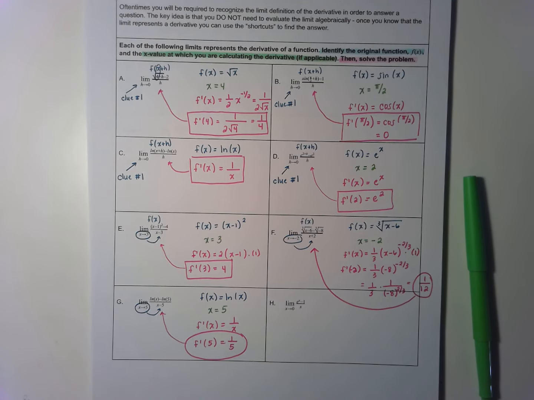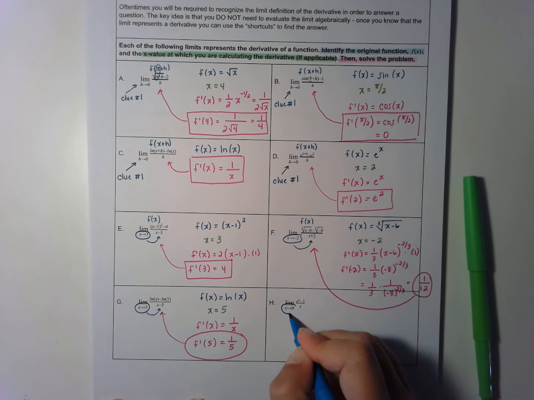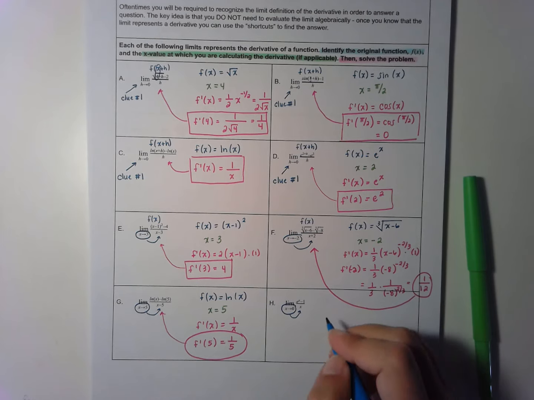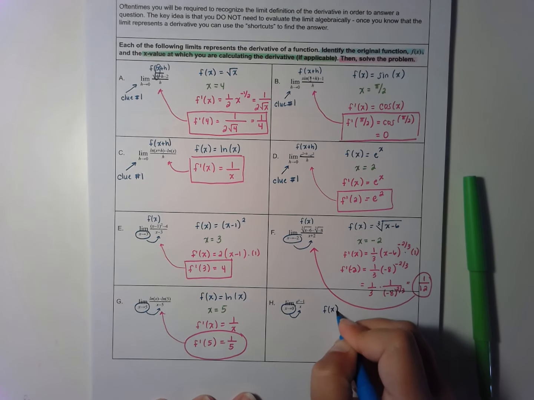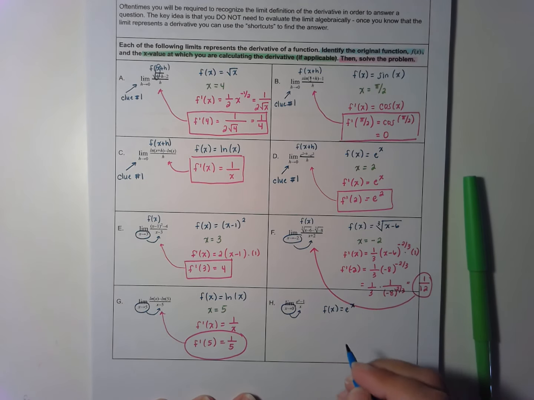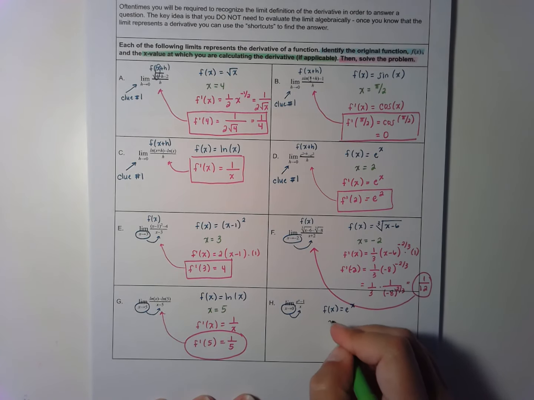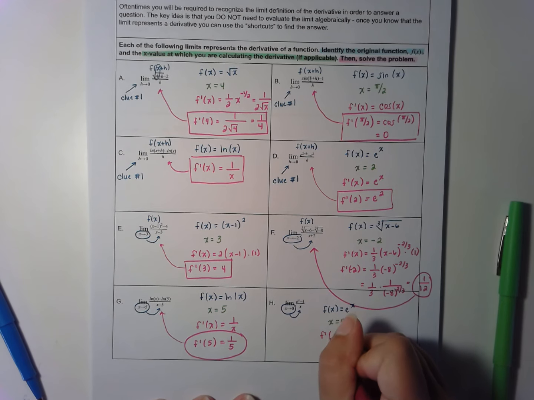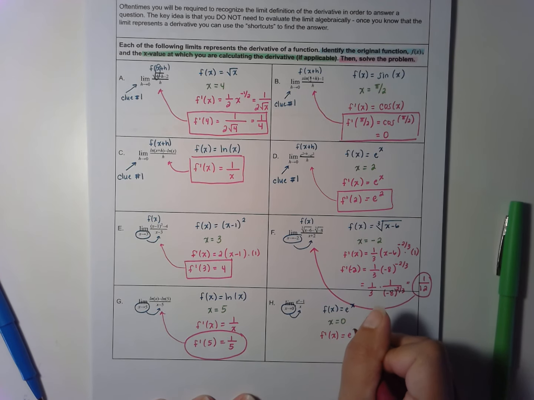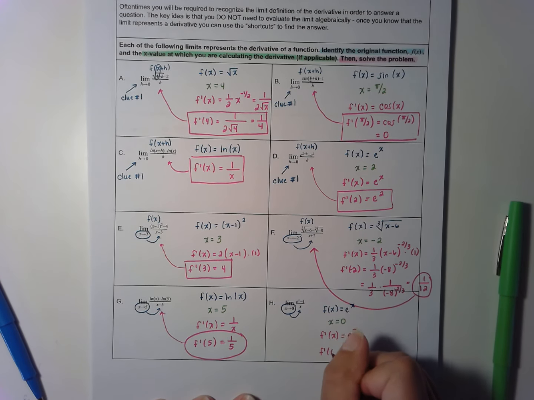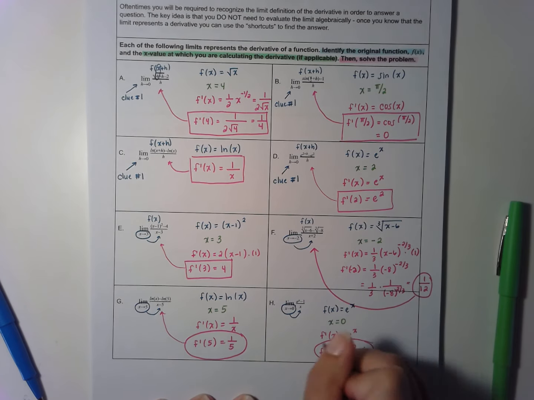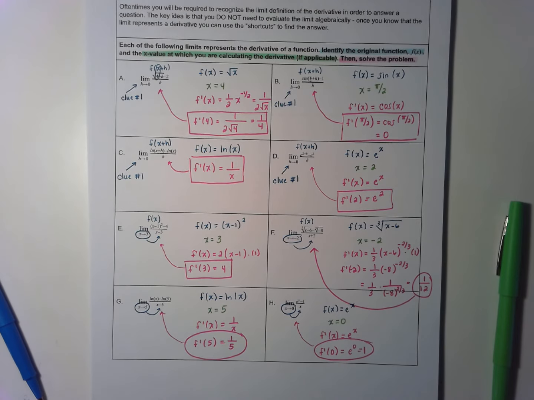And last but not least, for part H here, again, my clue that this is going to be the definition of the derivative is that I have x approaching 0. I have x minus 0 here. So my f of x function would just be e to the x. And my x is going to be 0, which means f prime of x would be e to the x. And so f prime of 0 would be e to the 0, which is just 1. And that's the answer for this limit.